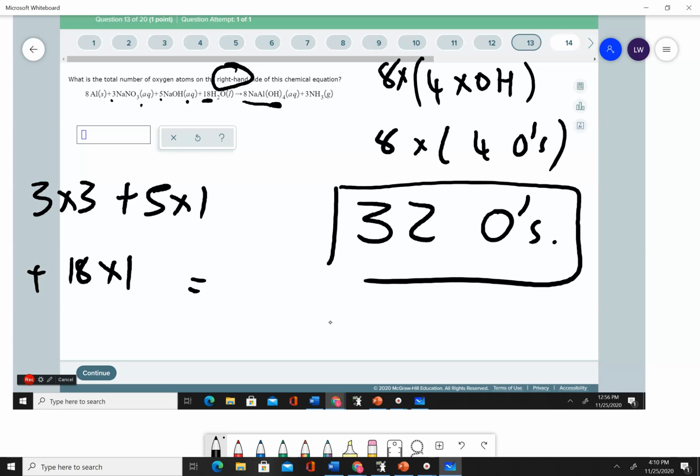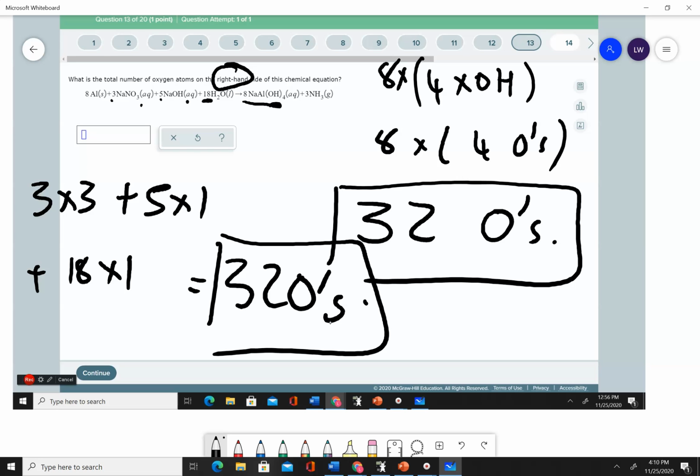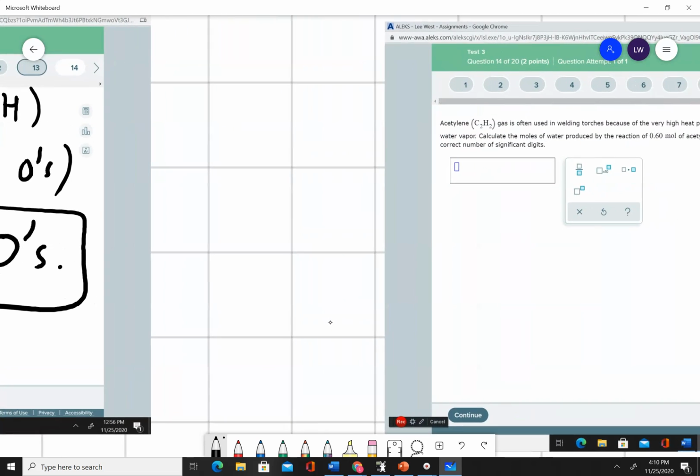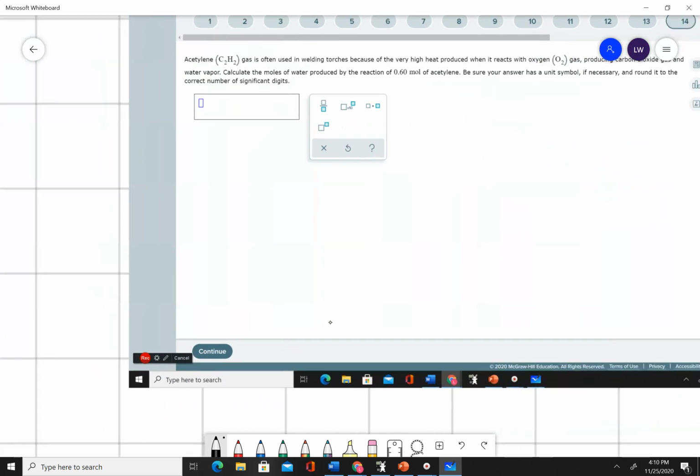So 9 plus 5 plus 18 gives me, you guessed it, 32 O's. So it's irrelevant as to whether you add up the left-hand side or the right-hand side. Just do whatever happens to be easiest. Okay, that was pretty easy.